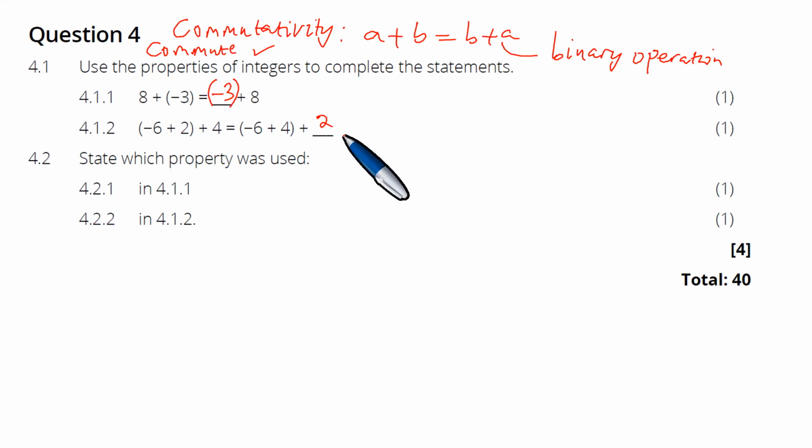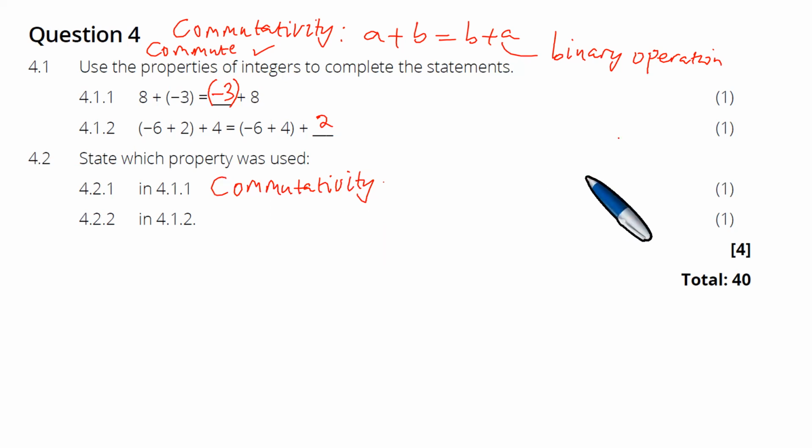Right. Think about these things. State which property was used in question 4.1.1. What did you say the property was? Right. It is the commutativity. Commutativity is just the numbers switching their positions around the binary operation.